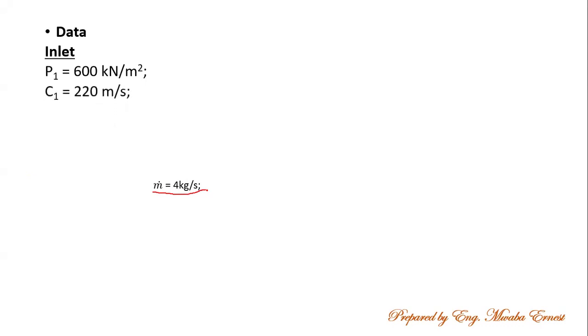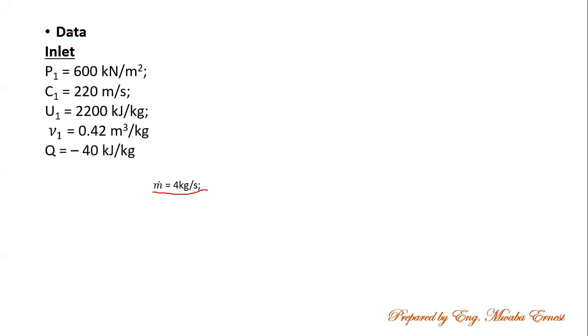So we have C1, 120 meters per second. We also have internal energy number 1, which is 2,200 kilojoules per kg. Then we have specific volume number 1, which is 0.42 cubic meters per kg. All this information belongs only to the inlet section, the entry section, when this fluid is just coming into the system before it can exit.